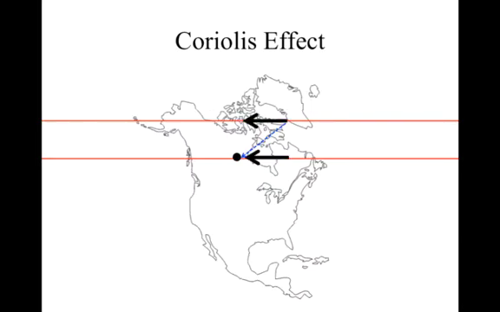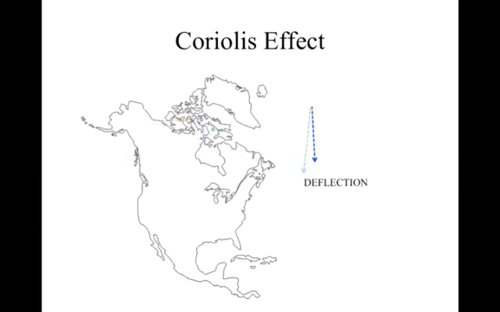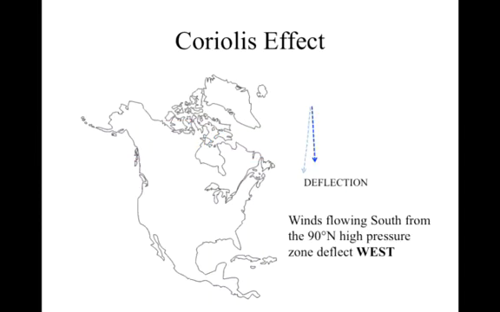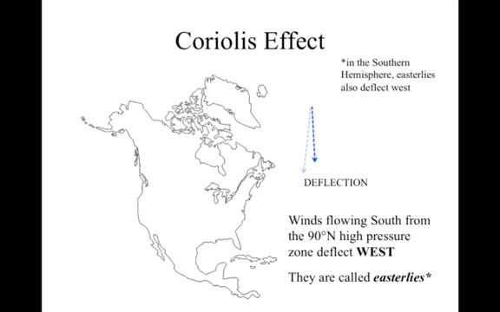Now, that's the case without the Coriolis effect, but remember, the closer to the equator you are, the faster the Earth's rotating, and so we actually have winds moving along that light blue line, and so again, they're deflecting to the west. And so winds flowing south from the 90-degree north high pressure zone actually deflect west. Again, for reasons that are completely unclear, these winds that deflect west are called easterlies. And again, in the southern hemisphere, the easterlies also deflect west.